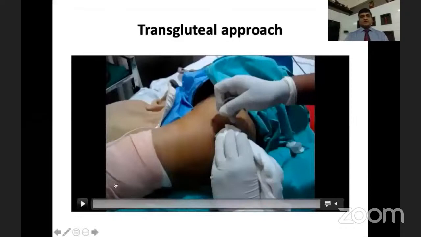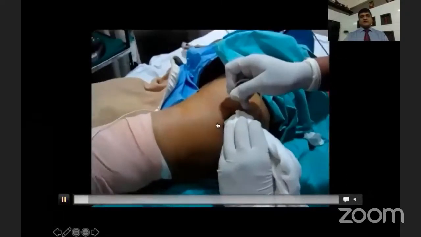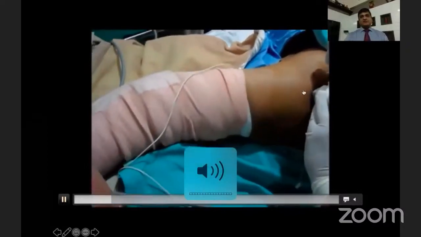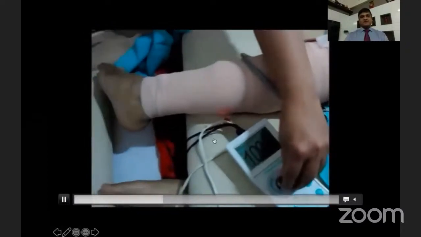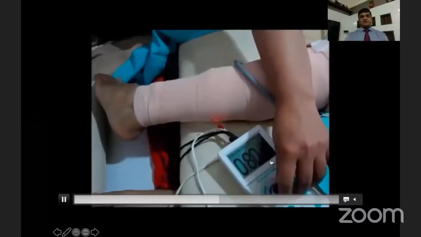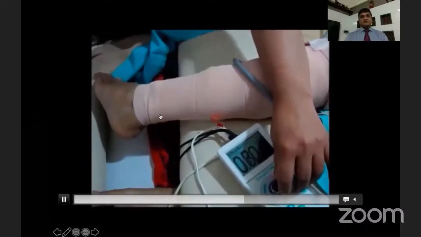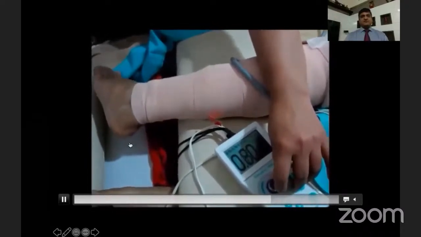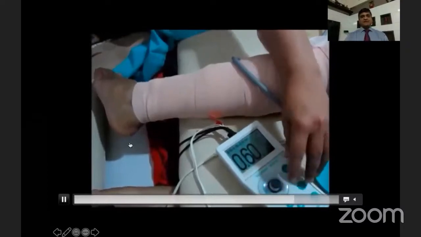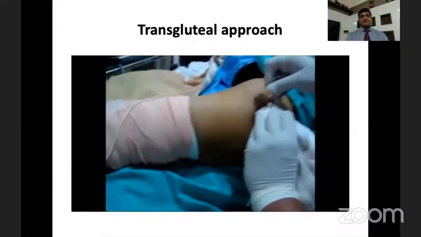This is a video showing combined ultrasound plus PNS guided sciatic nerve block. The probe is placed between GT and IT in transverse plane. Using PNS, the current is set at 1 milliampere. Reducing the current, the response we are getting is dorsiflexion and eversion. Decreasing current to 0.6, now we can give the drug here.